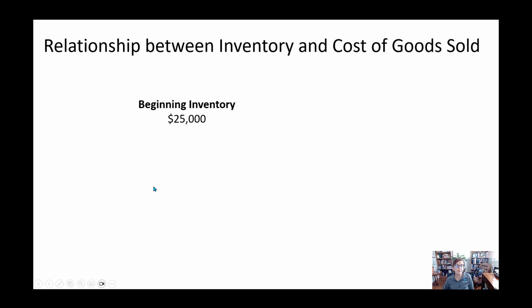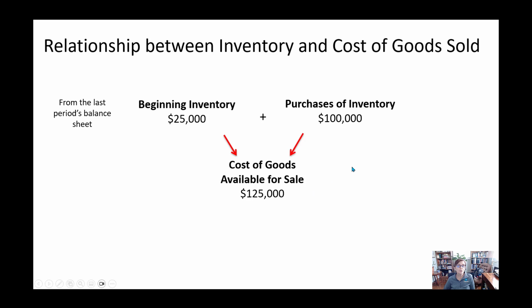So let's say a company begins the year or the period with inventory of $25,000. That was last year's or last period's ending inventory, right? So that's going to match up to last period's ending inventory. So they have beginning inventory of $25,000. Let's say they buy inventory for $100,000 during the year. That gives them cost of goods available for sale of $125,000. This is exactly what it sounds like. It's the cost of all the goods that they had available to sell to customers during the year. So everything they started with and everything they bought.